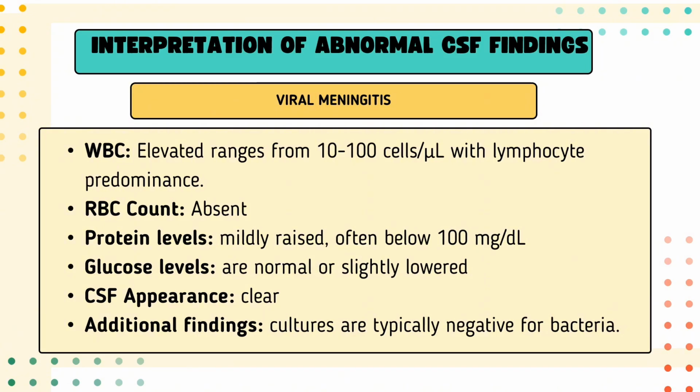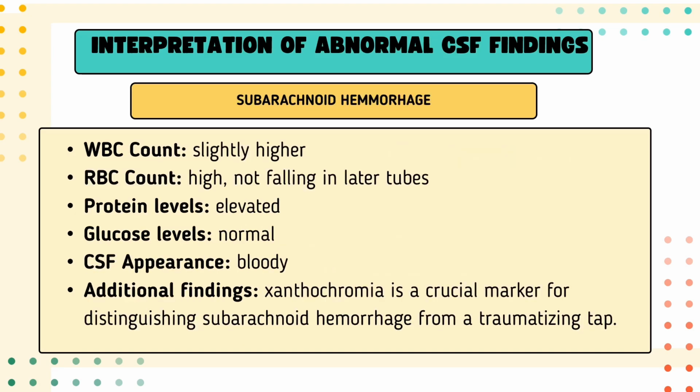For additional findings, cultures are typically negative for bacteria, but PCR testing can detect particular viral infections. Subarachnoid hemorrhage. For WBC count, slightly higher due to the potential for a modest inflammatory reaction from blood in the CSF. RBC count high, not falling in later tubes, suggesting a real hemorrhage instead of a traumatic tap.